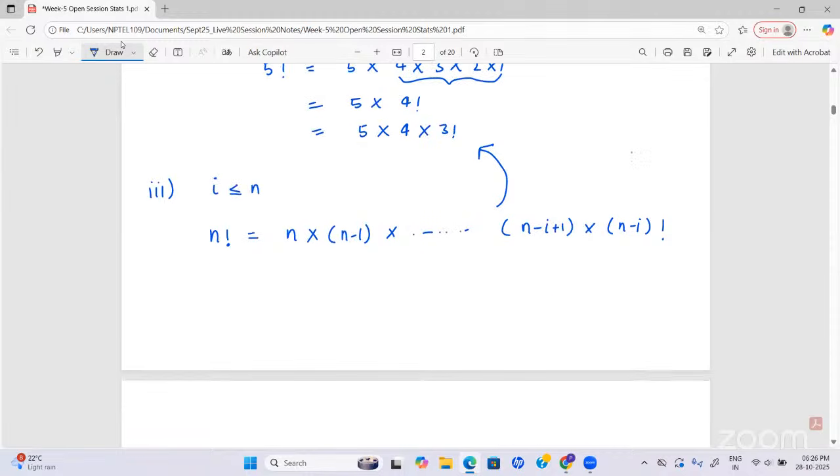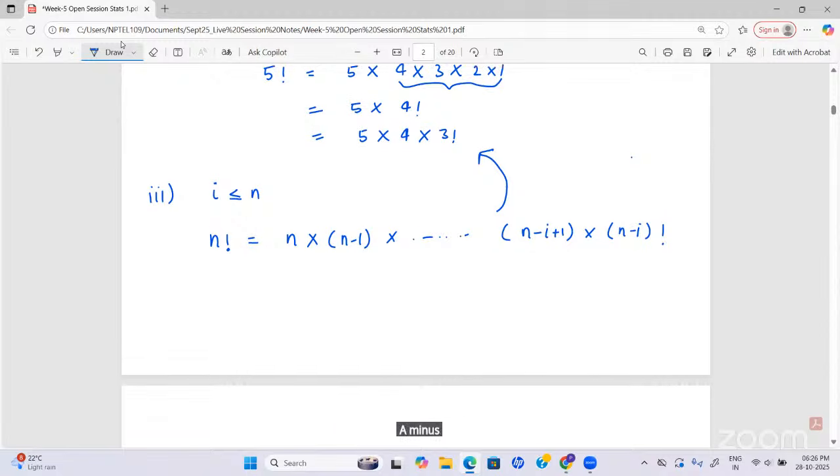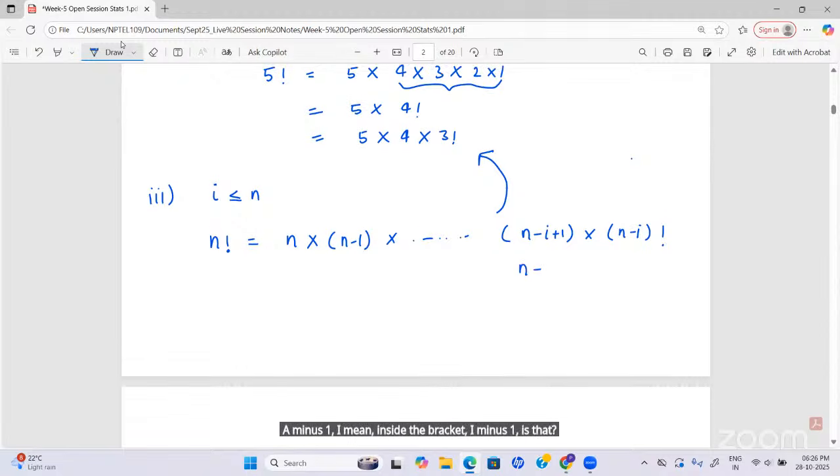Ma'am, this n minus i plus 1 is basically n minus (i minus 1), I mean inside the bracket, i minus 1. Yes, you can write like this. These two are the same.